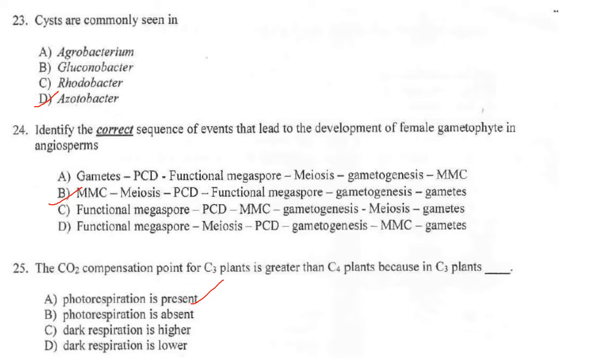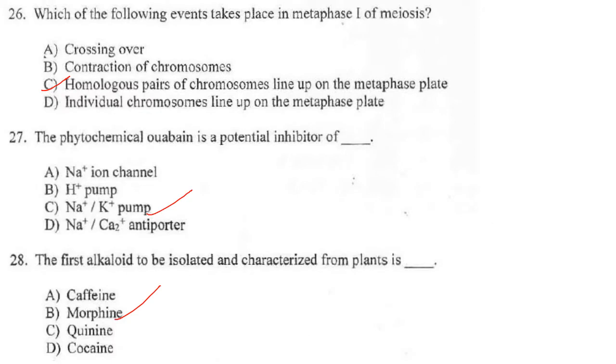Then next one. The carbon dioxide compensation point for C3 plants is greater than C4 plants because in C3 plants, photorespiration is present. Answer is option A. Then which of the following events take place in metaphase 1 of meiosis? So homologous pairs of chromosomes line up on the metaphase plate. In most of the question papers, I have seen one question from meiosis. That too on metaphase 1 or anaphase 1 they will be asking, and also the difference between meiosis 1 and meiosis 2, that is regarding separation of the chromosomes and chromatids, they have asked. So be thorough with meiosis.